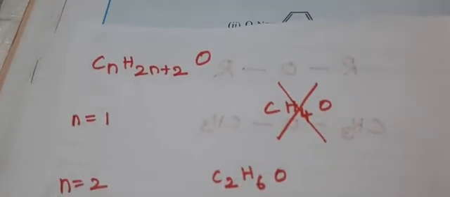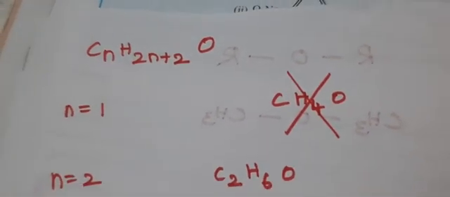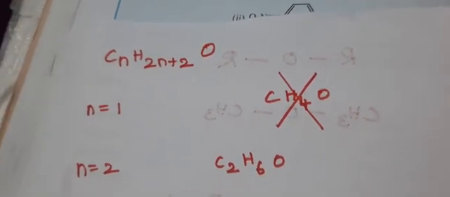If you substitute n equal to 1, as per the formula you will get CH4O, but n equal to 1 is not applicable for this formula, because ether should contain a minimum of 2 carbons. If you substitute n equal to 1, it contains only 1 carbon, so this is not applicable. It starts with 2, not from 1.